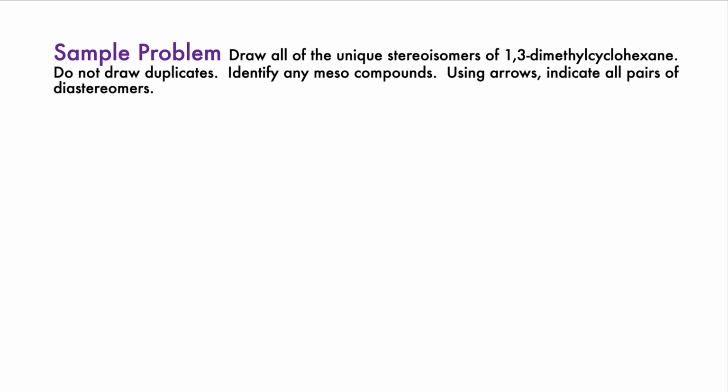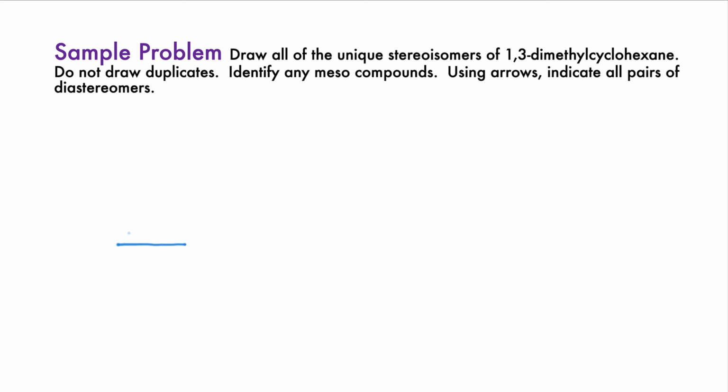Pause and try this sample problem. Draw all of the unique stereoisomers of 1,3-dimethylcyclohexane. Do not draw duplicates. Identify any meso compounds. Using arrows, indicate all pairs of diastereomers.